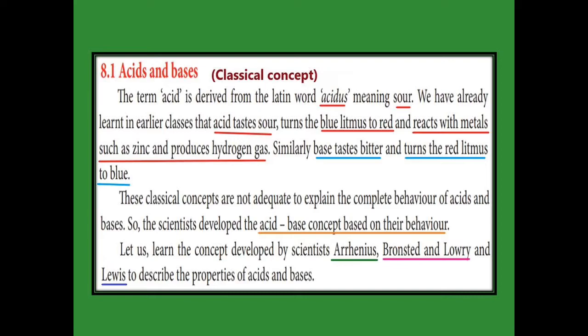And base has the opposite character of acid, so it tastes bitter and it turns red litmus to blue. But these lines, that is, this definition alone, do not give the complete behavior and complete properties of acids and bases. So Arrhenius, Bronsted, Lowry and Lewis described the properties of acids and bases based on their behavior.